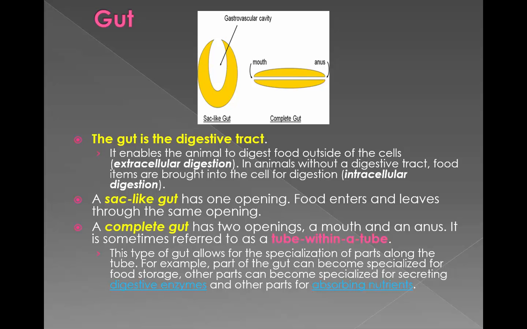A complete gut has two openings, a mouth and an anus, and we call that a tube within a tube. And this allows for specialization of parts along the tube. Some of the parts could be specialized for food storage, like our stomach. Others are specialized for secreting digestive enzymes, like the liver and the gallbladder and the pancreas. And then others for absorbing nutrients, like the small intestine and to some extent the large intestine.